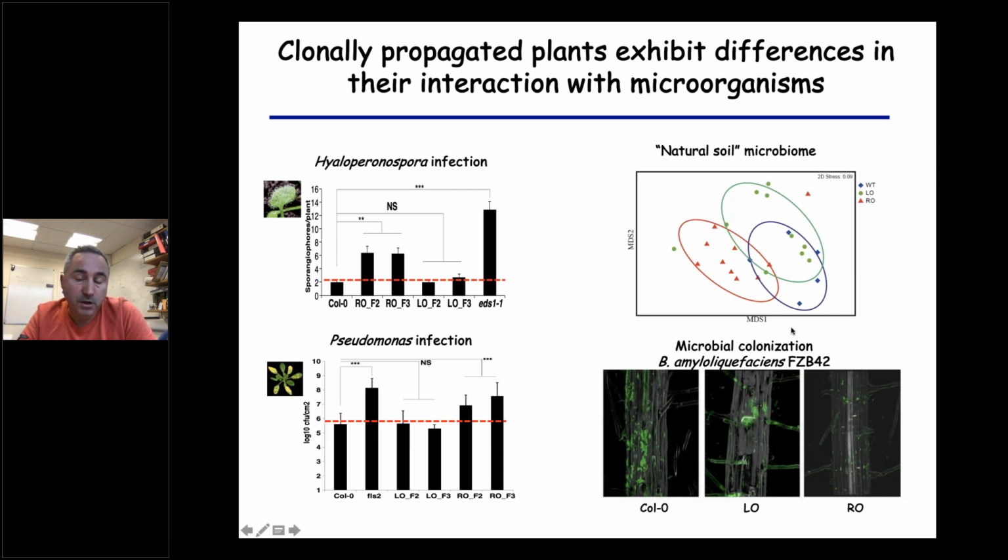And then we used standard assays with GFP-labeled beneficial microbes. This is Bacillus amyloliquefaciens. What you can see here is the colonization in immature roots. You can see the control wild type with standard colonization, the plants from leaves similar, but very poor colonization in the plants that come from roots. So this suggested that there are significant phenotypic consequences in plants that come from different organs.